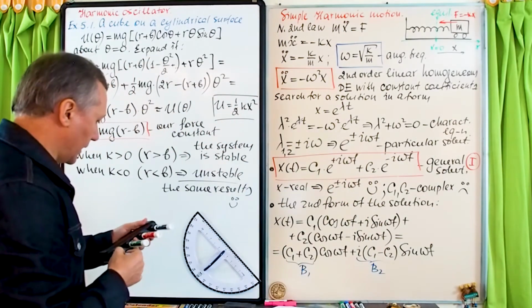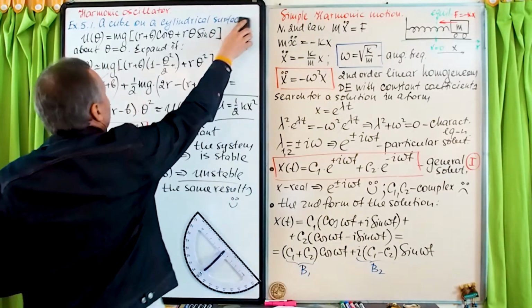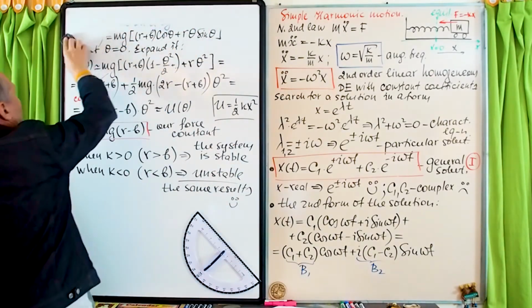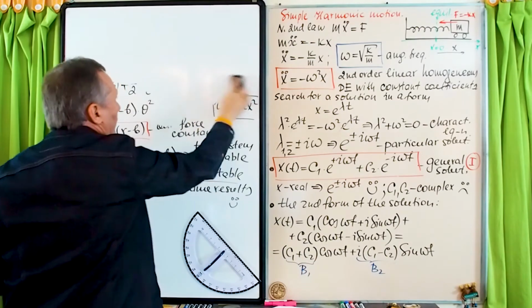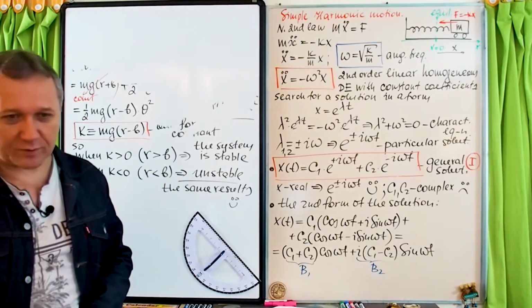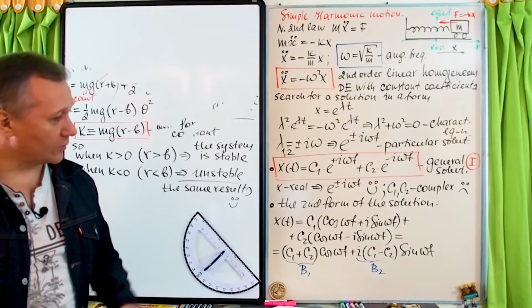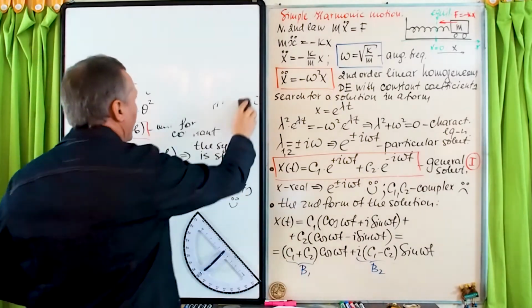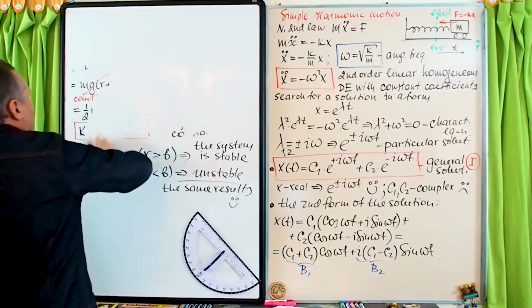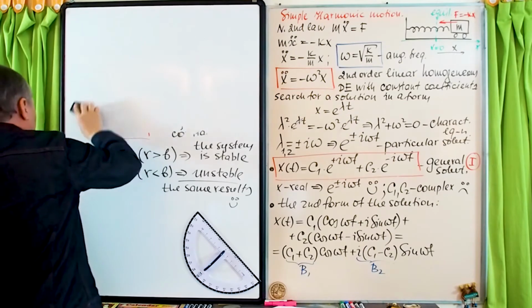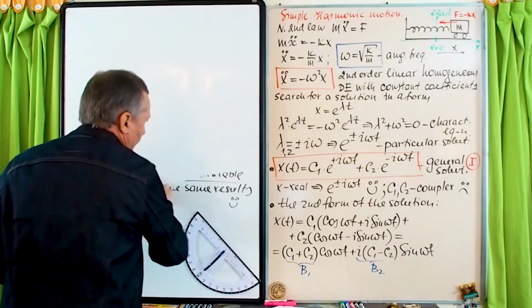As a result, I can move to this side and write the second form of the solution, which is usually used as the definition of simple harmonic motion. So this form of the solution, which I'm about to write, is the definition of simple harmonic motion.